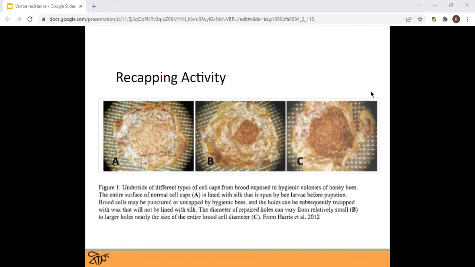And it's been used as an indicator for Varroa resistance. So you can check recapping activity by carefully removing the cell capping, cutting around the cell and flipping it over so that the cell capping is intact when you remove it. Then you can look on the underside of it, and there should be a silk lining from when the bee shed its cocoon. If there is a hole in that silk lining, then you know that the cell has been recapped. A hole was dug into the wax and the silk lining, and then recapped by just plain wax. That silk lining can't be repaired once it's damaged.